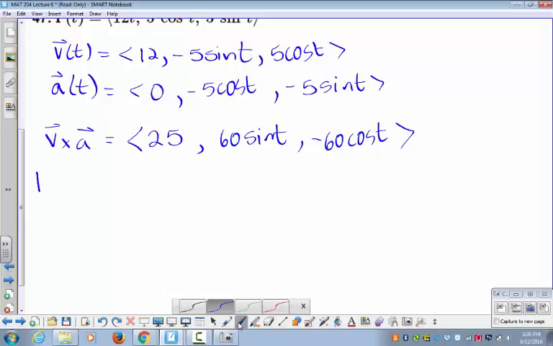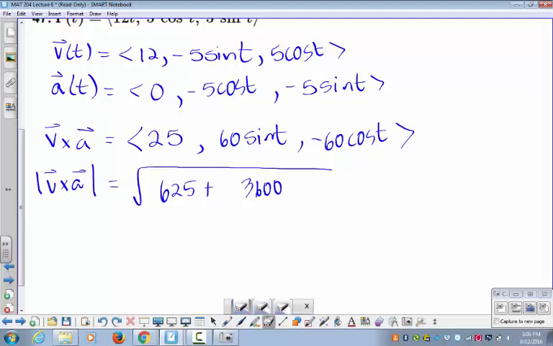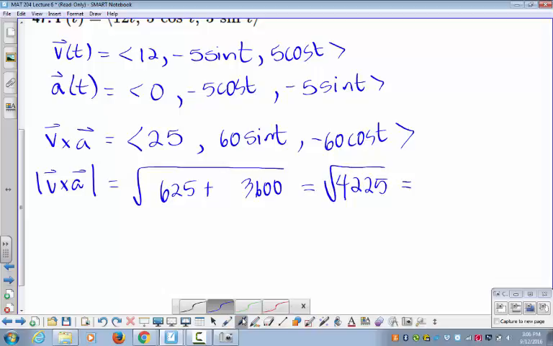And the length of it: square, square, square, add. Square that, get 625. Square that, we get 3600 sine squared plus 3600 cosine squared, so that's 3600. So that's all going to be like 4225. 25 goes into there a bunch of times. 625 might even go into that thing. 65, clean? Yeah. Nice, thank you.